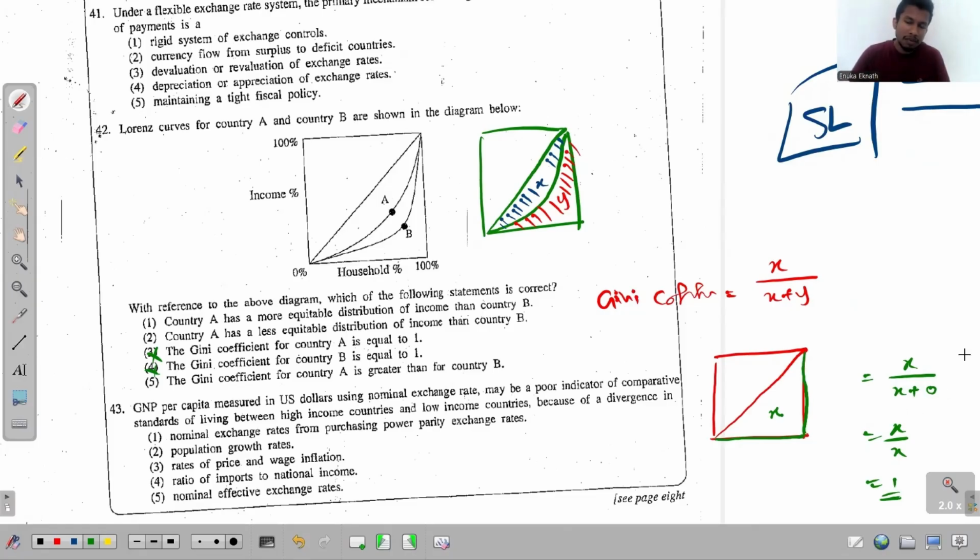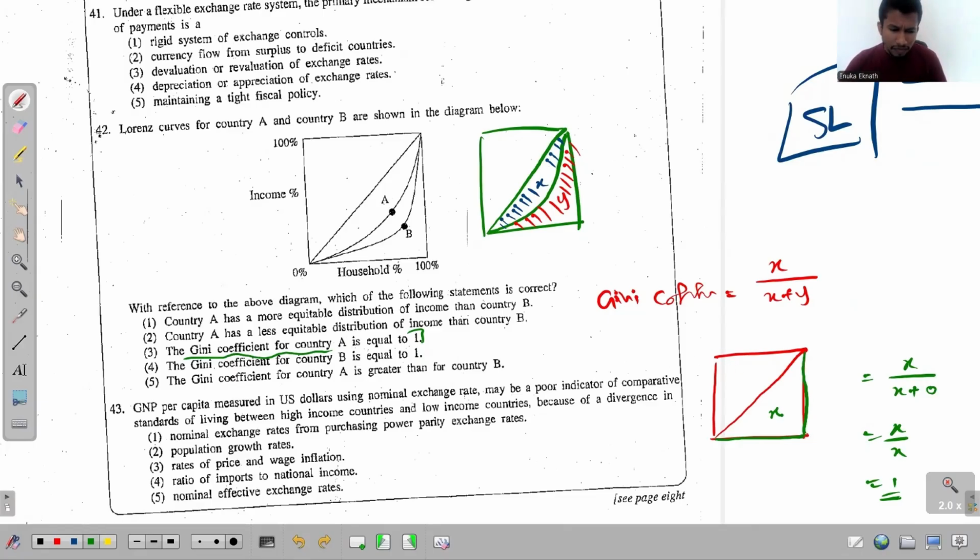But neither of these two countries has become that extreme. It will have a value between 0 and 1. So the Gini coefficient for country A is equal to 1? No, wrong. The Gini coefficient for country B is equal to 1? That is also wrong.